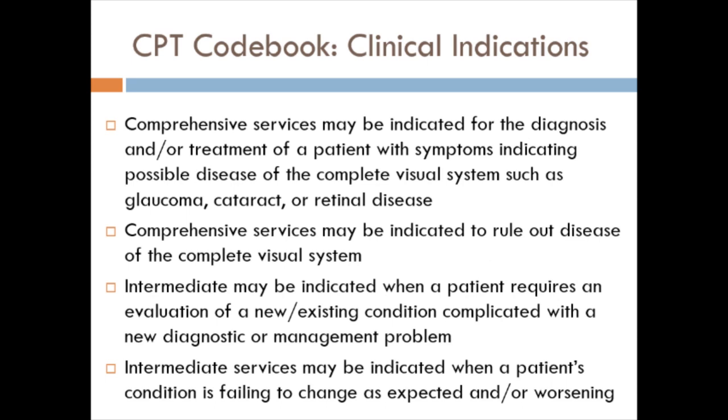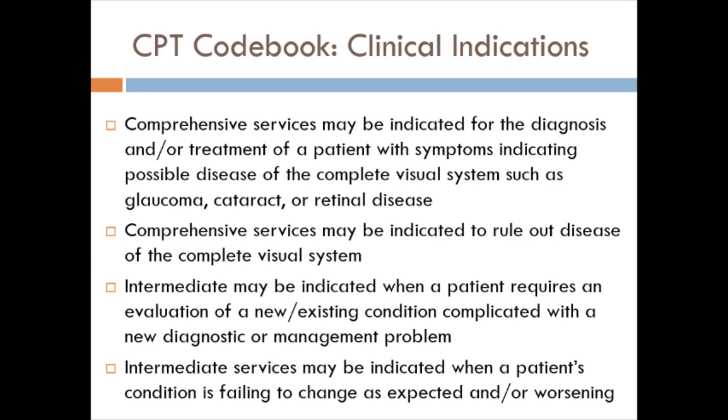And what the CPT codebook says is you've got standard clinical indications that are what they call serious, where you need a complete evaluation of the system: glaucoma, cataract, retinal disease. So generally, if you're looking at conditions like that, it is much more likely that you're going to be performing comprehensive level services. You see, comprehensive level services can rule out disease. And again, the complete visual system is the key phrase that they're looking at when you report these comprehensive level services.